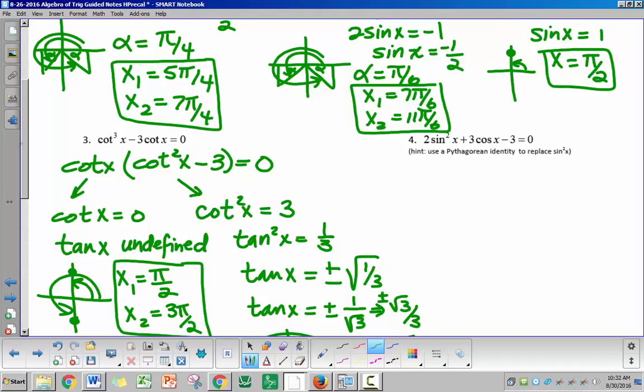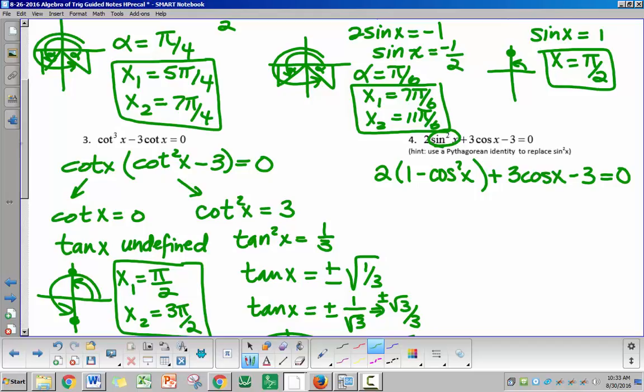Yes. So you cannot factor anything because this is different. But I have a Pythagorean identity that can help me out. So I can go 2 times 1 minus cosine squared x because I know sine squared x is equal to that, right? And change them all to the same trig function. Everybody see that? There's a little bit of magic that I just did.